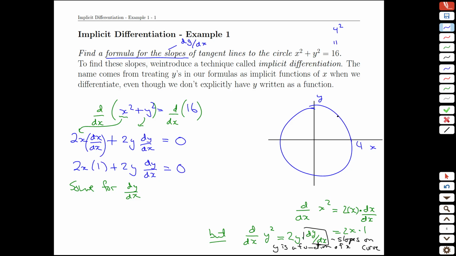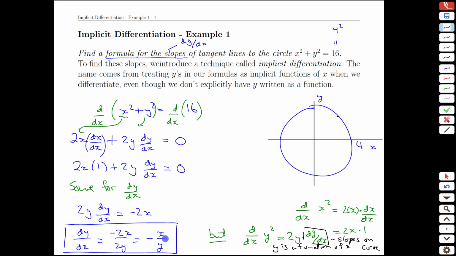We'll see how this plays out. It can take some convincing to believe this, but we'll see how effective it is through several examples. So we have 2y dy/dx is equal to, we'll bring the 2x over, it becomes negative, and then we bring the 2y over as well. We get negative 2x on top, we divide through by the 2y, and we end up with negative x over y when we tidy that up. And so our formula for slopes is negative x over y, on that specific circle.